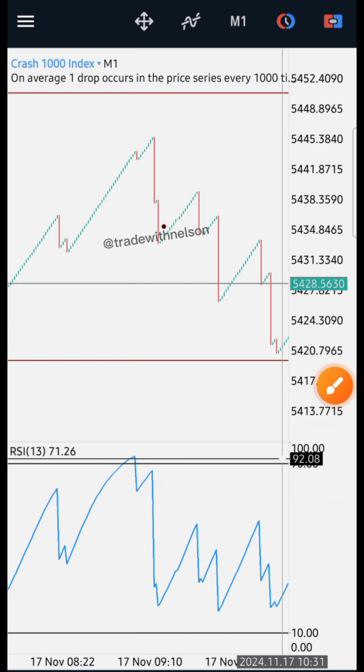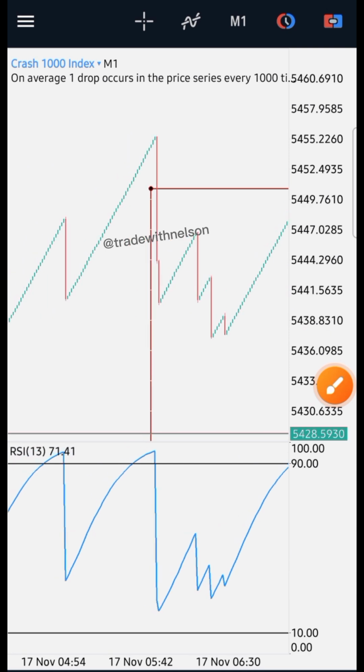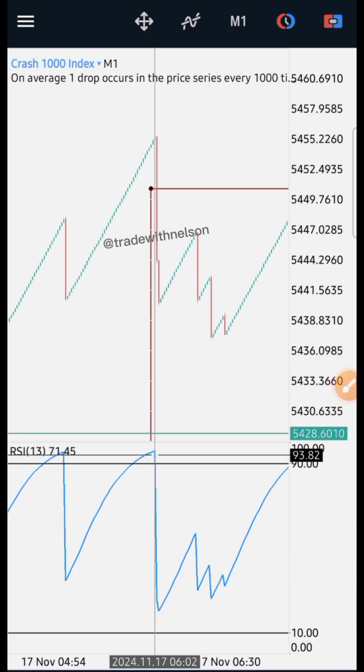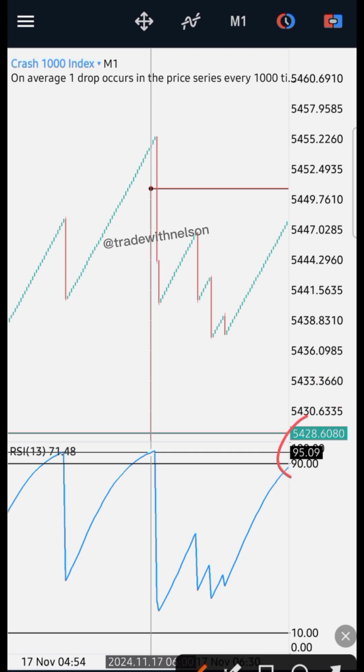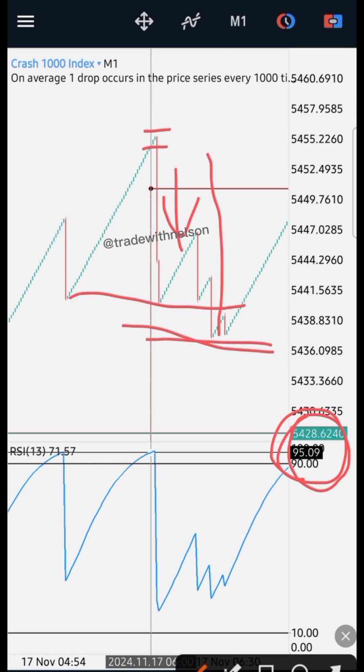So if we go back on our chart, we see that this one is at the 95.09 level. So we enter here, our stop loss will be here. Once we see a spike, then we'll be able to cash the spike up to this level before we get out of the market.